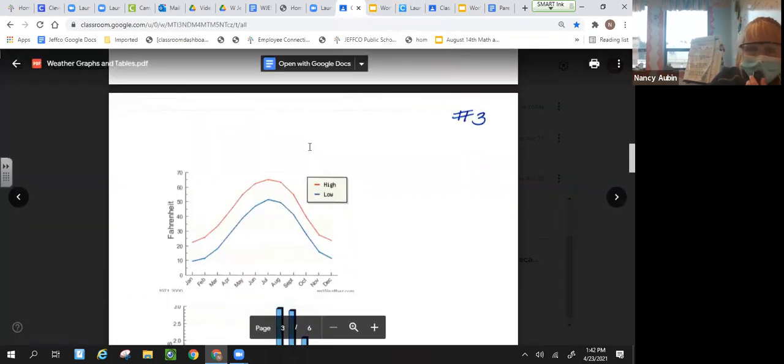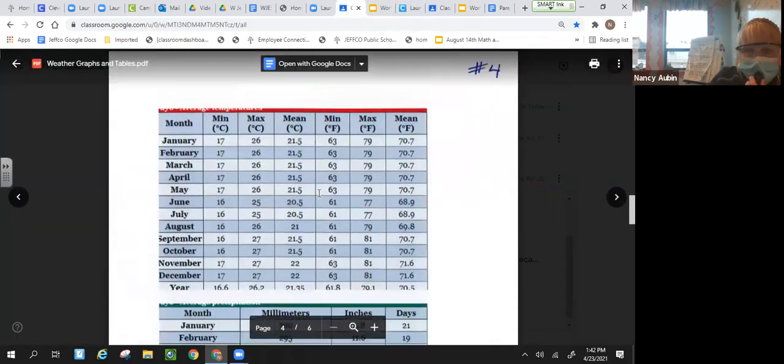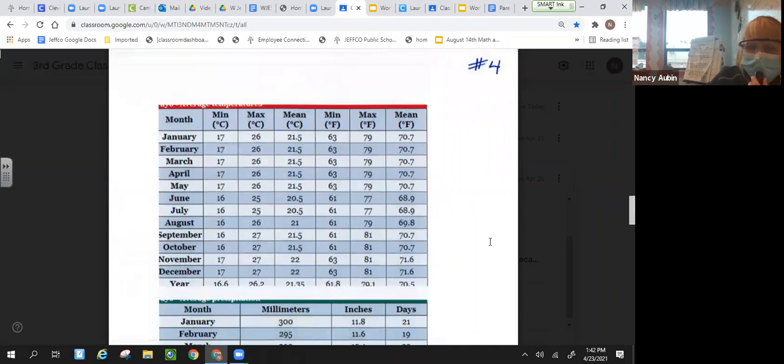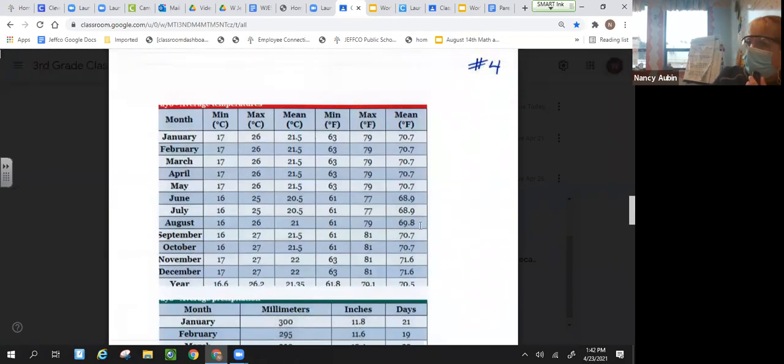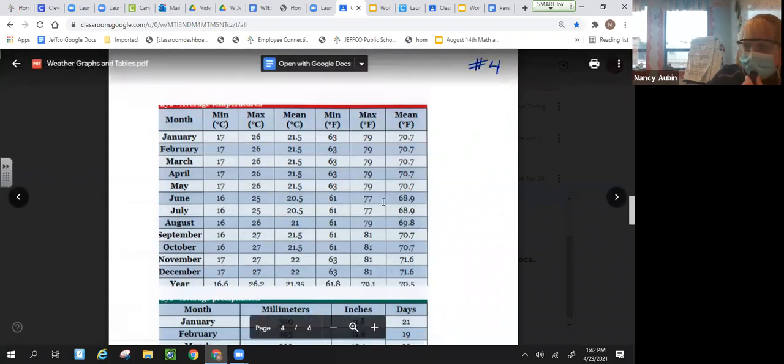All right, let's look at number 4. We have, wow, if you just look at the average temperature, it's always either 70 or 68. There's no change really. This is pretty warm, not hot, but pretty warm.